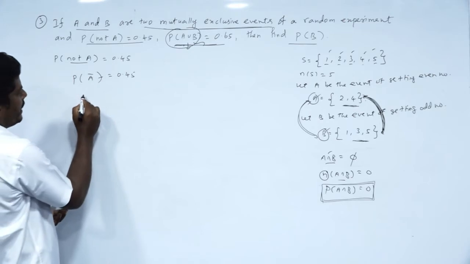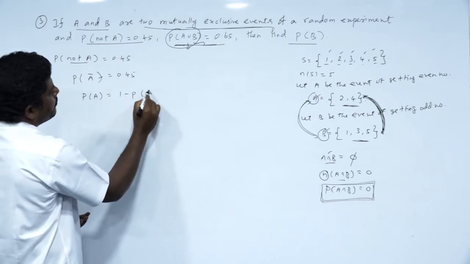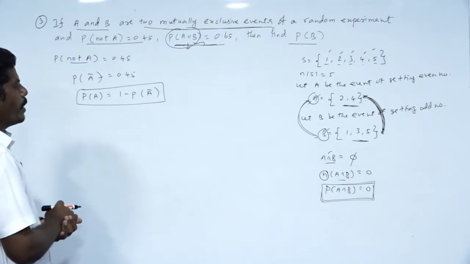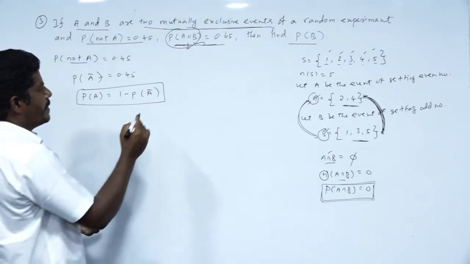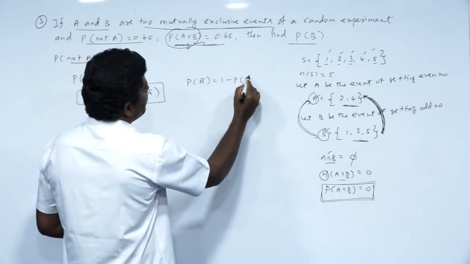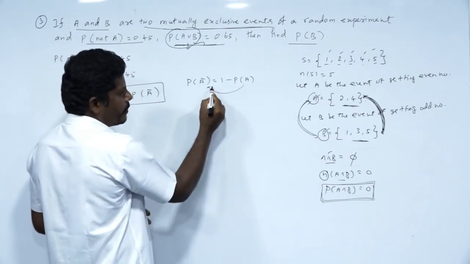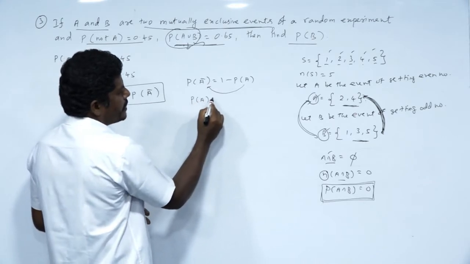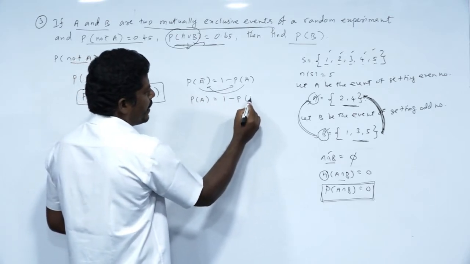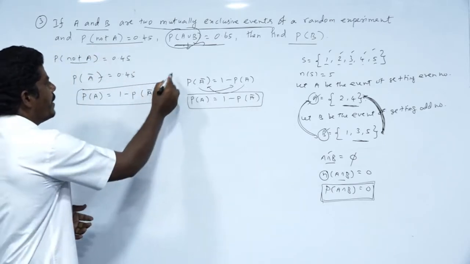So, probability of A is equal to 1 minus probability of A bar. Already you know that, my dear students. Probability of A bar is equal to 1 minus probability of A. Using this, we can find probability of A. Sending this minus probability of A to the left side, it becomes plus probability of A, which is equal to 1, and probability of A bar goes to the right side, becoming minus probability of A bar. So, probability of A is equal to 1 minus probability of A bar.